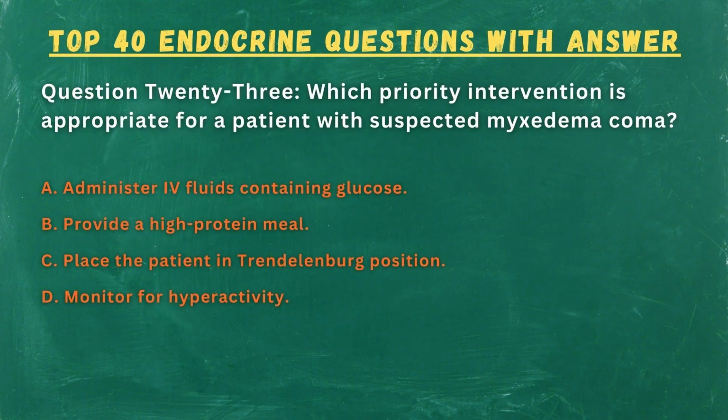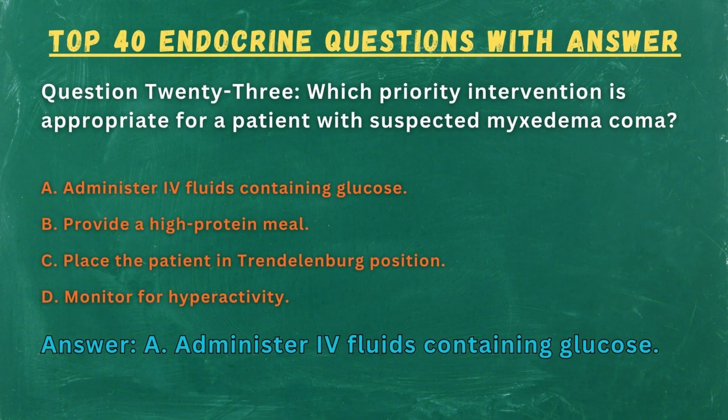Question 23. Which priority intervention is appropriate for a patient with suspected myxedema coma? A. Administer IV fluids containing glucose. B. Provide a high-protein meal. C. Place the patient in Trendelenburg position. D. Monitor for hyperactivity. Answer: A. Administer IV fluids containing glucose.